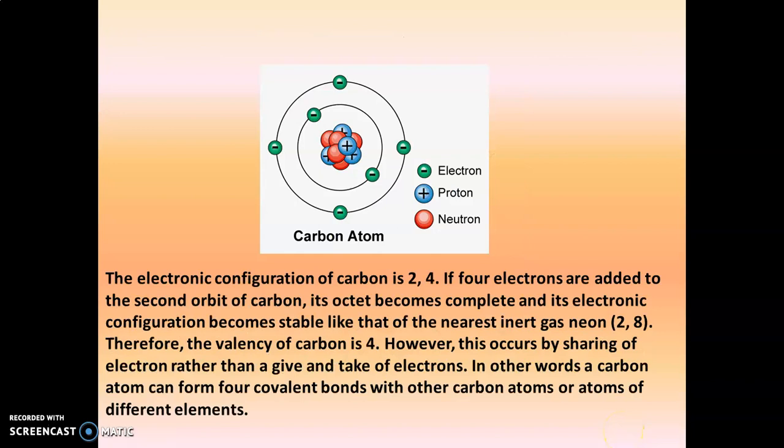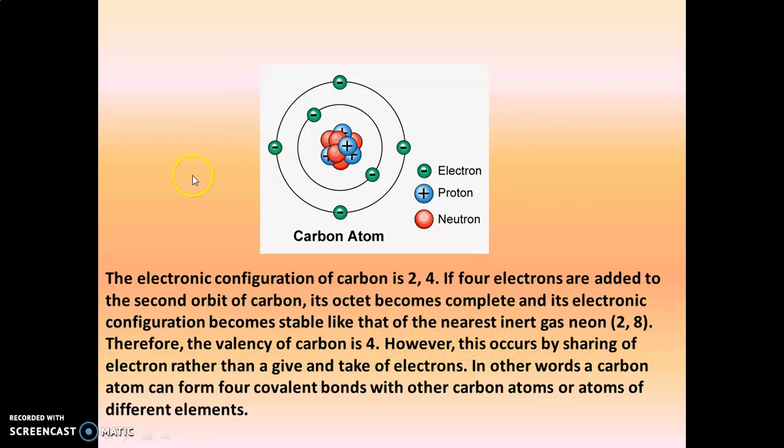Now let's study how a hydrocarbon is formed. You all know that the atomic number of carbon is 6. So its electronic configuration is 2 electrons in the first orbit and 4 electrons in the second orbit. So it has 4 electrons. If 4 electrons are added to the second orbit of carbon, its octet becomes complete and its electronic configuration becomes stable like that of the nearest inert gas, neon.